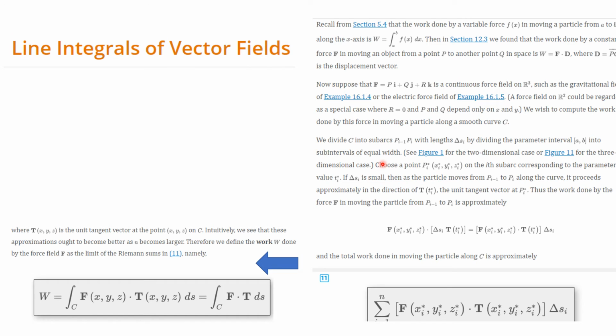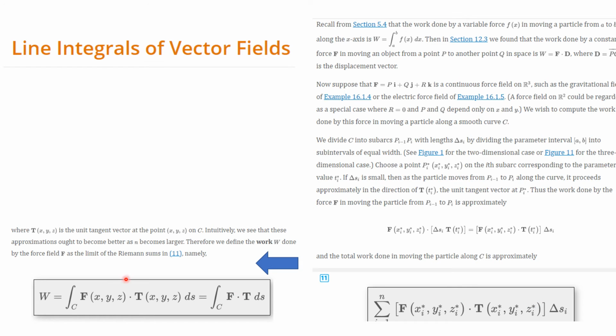what we're going to see is that this is approximately in the direction of T, because this is a unit vector. So that's the unit vector times the amount that you move along the arc length. That's the approximation that you get. And if you look at this, that's the same thing as moving the delta s outside, and what we have is the dot product of the force times the tangent vector. And so we can add those up to get the total amount of work.